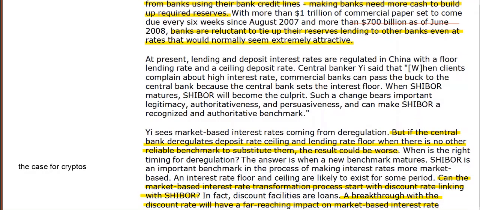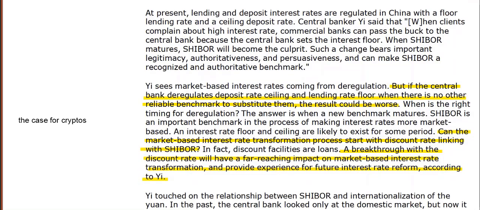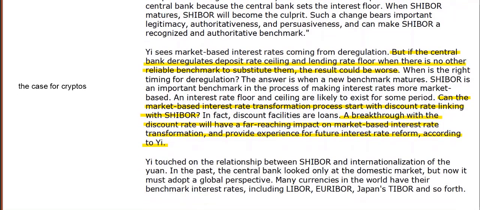At present, lending and deposit interest rates are regulated in China with a floor lending rate and ceiling deposit rate. Central banker Yi said, when clients complain about high interest rates, commercial banks can pass the buck to the central bank because the central bank sets the interest floor. When Shibor matures, Shibor will become the culprit, just like the Federal Reserve is. Ye sees market-based interest rate coming from deregulation.